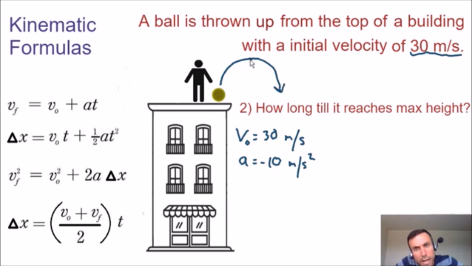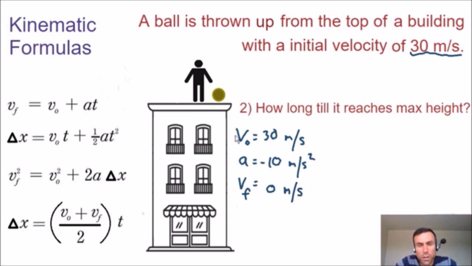We know that at the maximum height, the ball is neither going up nor going down. So the vertical velocity is equal to 0, because it's not going up or going down. So the final velocity, or the velocity right at the maximum height, is going to be equal to 0 meters per second. Once again, because the ball is not going up or down.